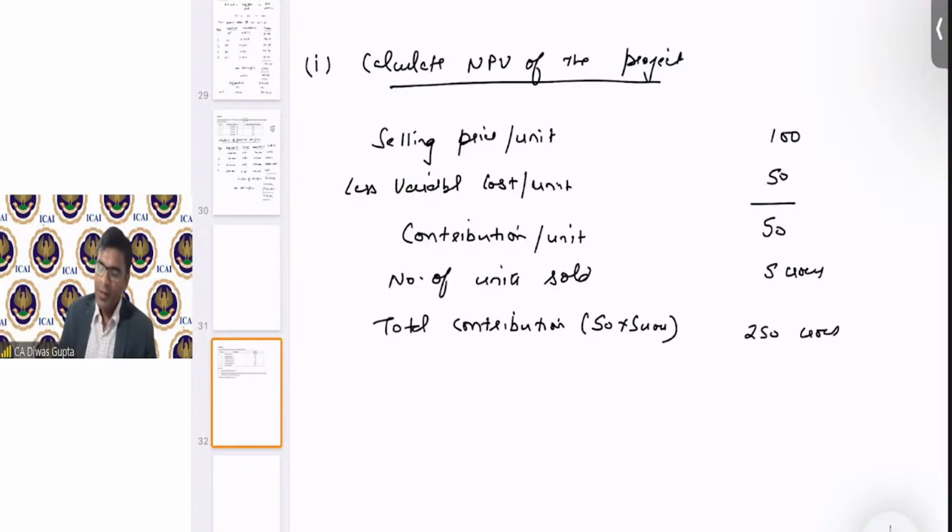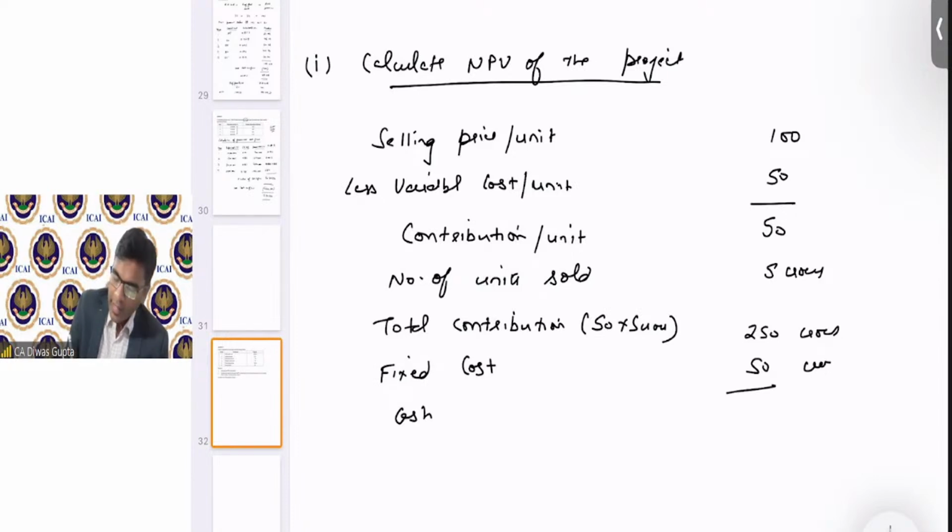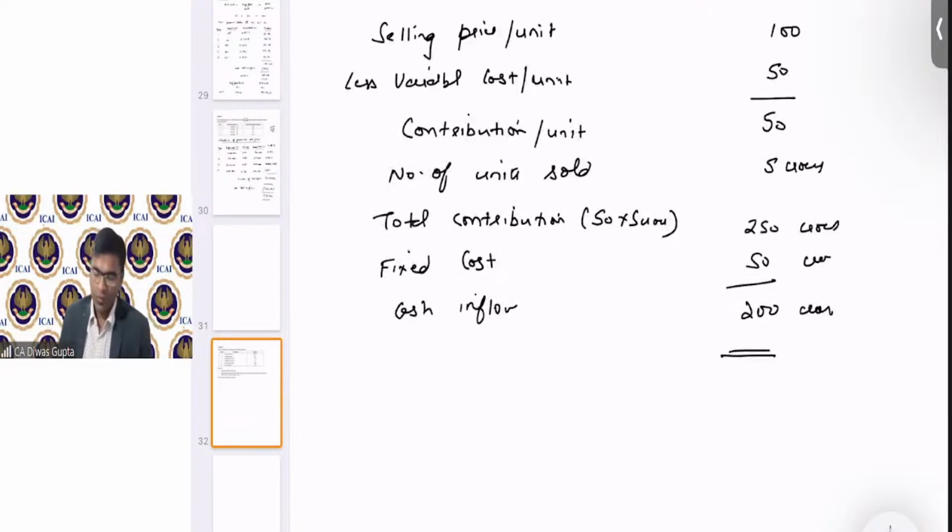Okay. So the total contribution comes out. What is the fixed cost? Fixed cost is 50 crores. So cash inflow will be how much? 200 crores, right? So this is the cash inflow, 200 crores per year.